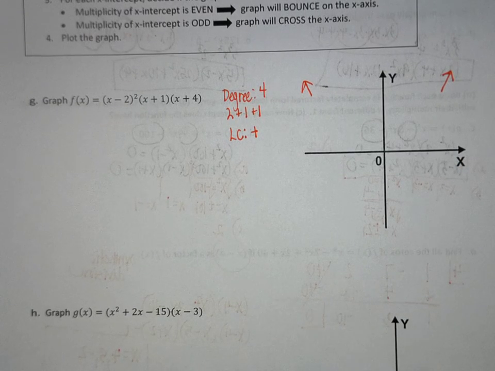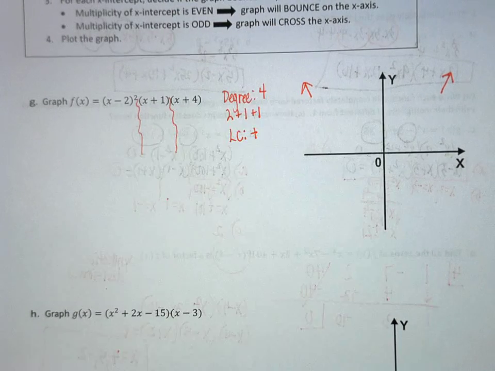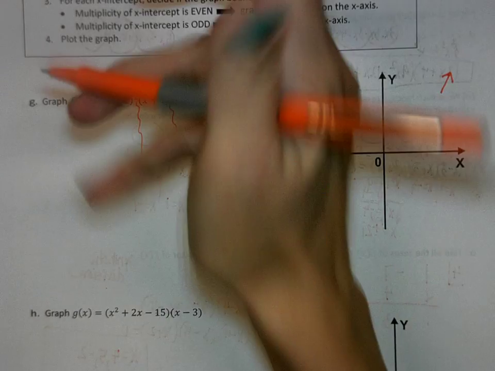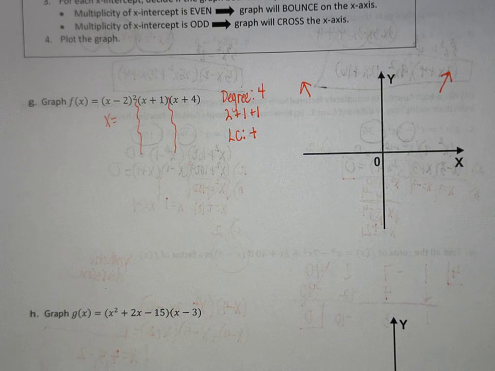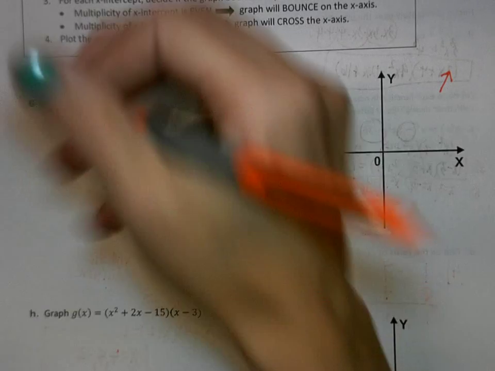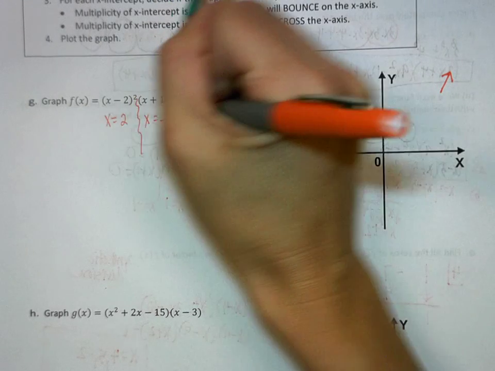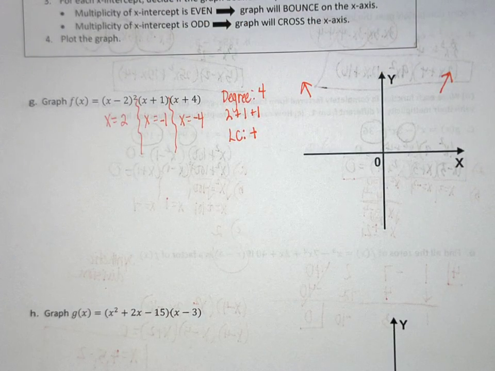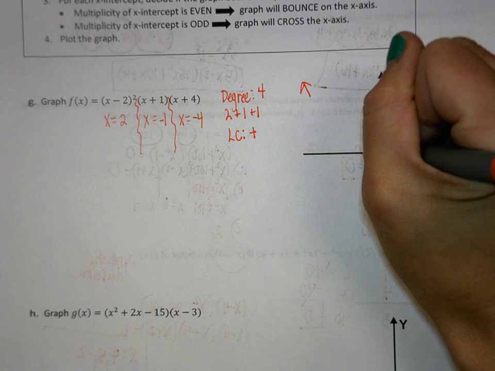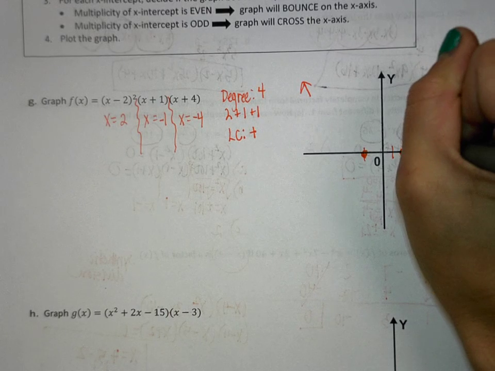Okay. So then the next thing is to find out each of my x-intercepts. Okay? So this one will give me an x-intercept of what? It's not hard. What's x minus 2 equals 0? 2. Okay, so we have x equals 2. This one will be x equals negative 1, and this will be x equals negative 4. So we can go to our graph right now, and we're going to put a point at negative 1. We're going to put a point at 2, and a point at negative 4.